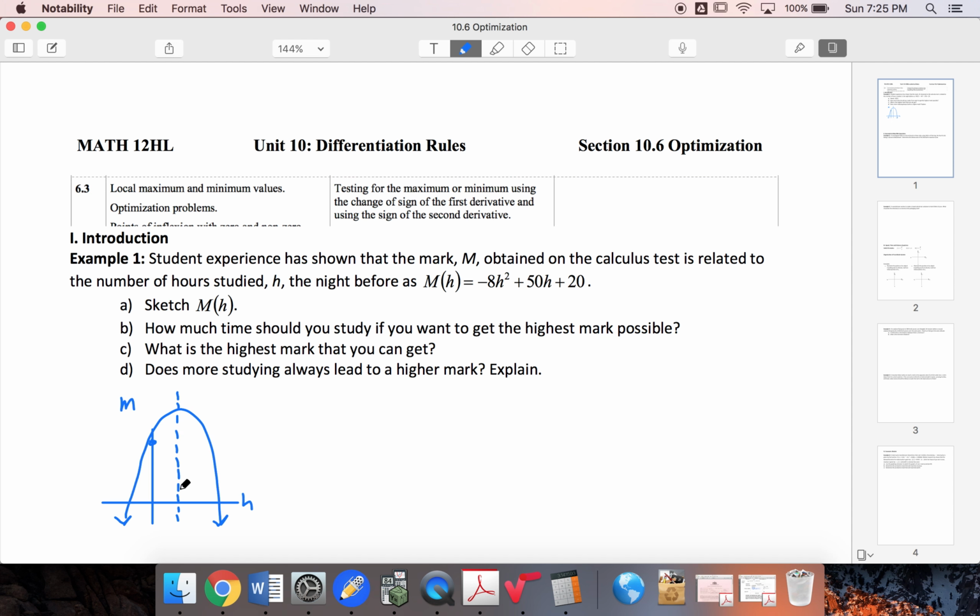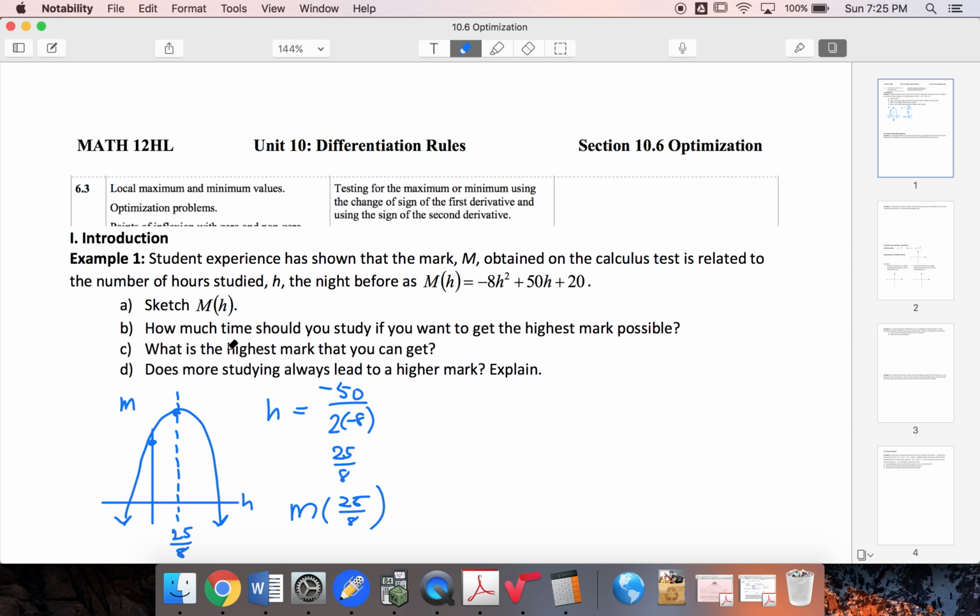I know that the line of symmetry is going to be negative b over 2a. So we've got 25 over 8, which is positive. I could find my maximum this way by finding m of 25 over 8. But of course this is the calculus unit, so I'm going to use calculus to find it.